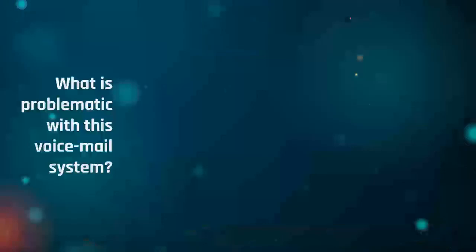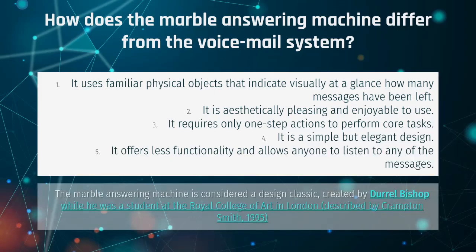Now, how does the marble answering machine differ from the voicemail system? First, it uses familiar physical objects that indicate visually at a glance how many messages have been left. Just by looking, you will determine already how many messages, or whether there are messages left for you. Second, it is aesthetically pleasing and enjoyable to use.